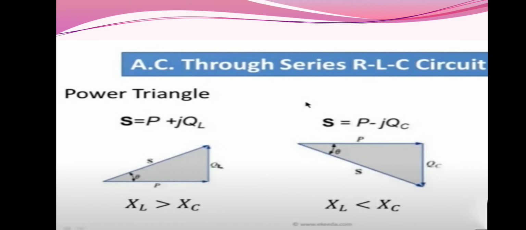Next we will see AC through series RLC circuit, power triangle. For XL is greater than XC, we have shown here power triangle, active power, reactive power and apparent power, that is P, QL and S. And for XC is greater than XL, or capacitive reactance is greater than inductive reactance, again we have shown here active power, reactive power and apparent power.